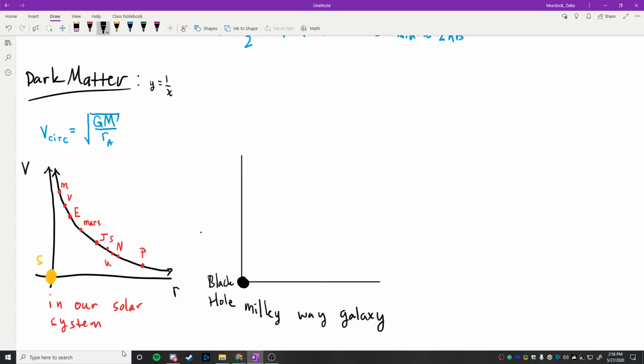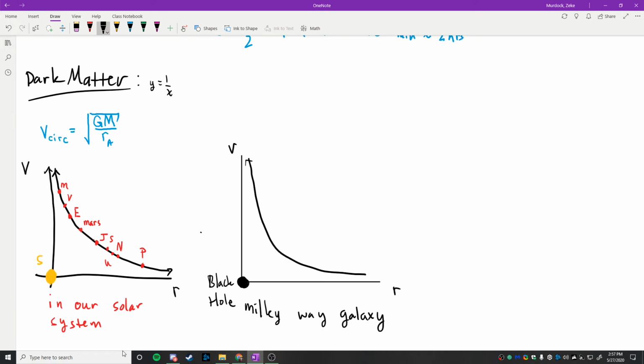Because the Milky Way galaxy itself is full of, what is it, millions and billions of stars or something like that. Each one of them has their own planets. But the black hole is so massive that its gravity alone is capable of holding together all of this mass. Now, when we go to do the same thing, we would expect that if we plot velocity versus radius from our black hole at the center for the Milky Way galaxy, we expect something kind of similar.